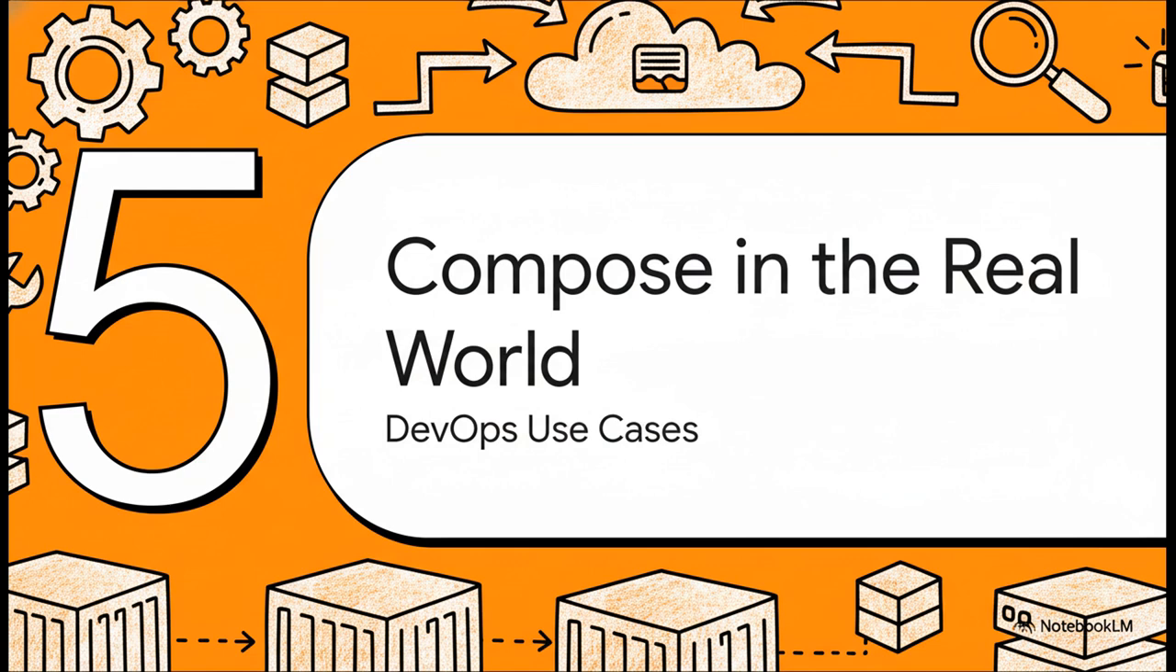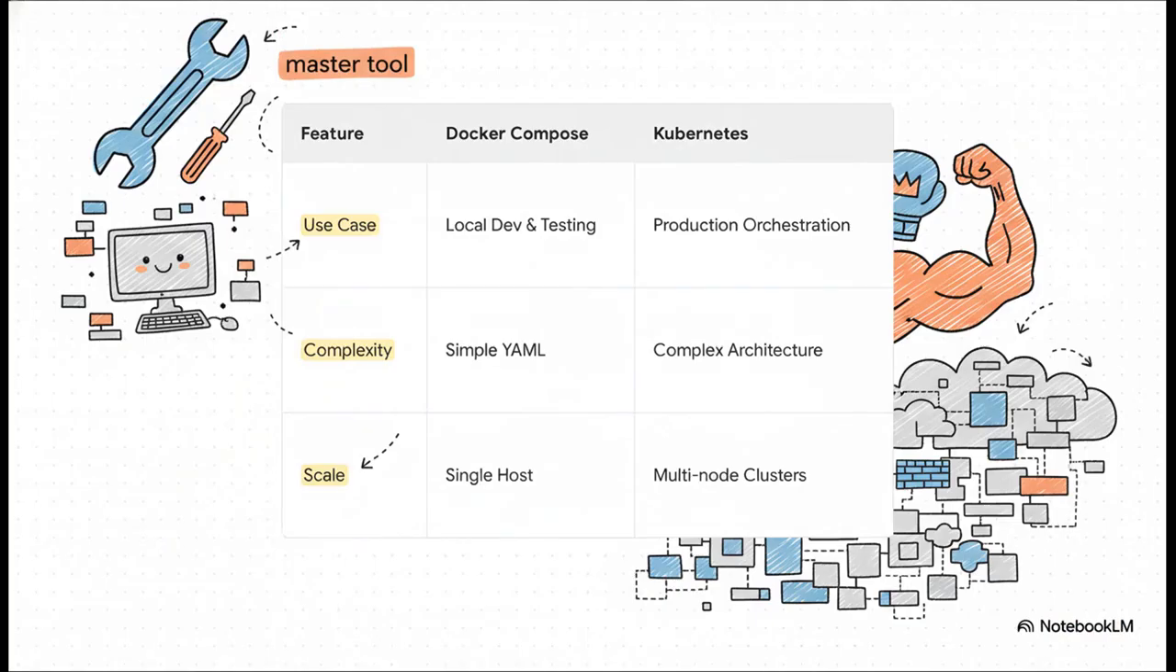Okay, you've totally got the fundamentals now, but where does this amazing tool actually fit into a professional developer's workflow? Let's see how it's used out there in the real world. A lot of people ask, so should I be using Docker Compose or Kubernetes? And the real answer is, they solve different problems. Think of Docker Compose as your absolute master tool for development and testing on your own machine. It's simple, it's fast. Kubernetes is the big one. It's designed to run and orchestrate those apps at a massive scale, in production, across a whole cluster of servers.